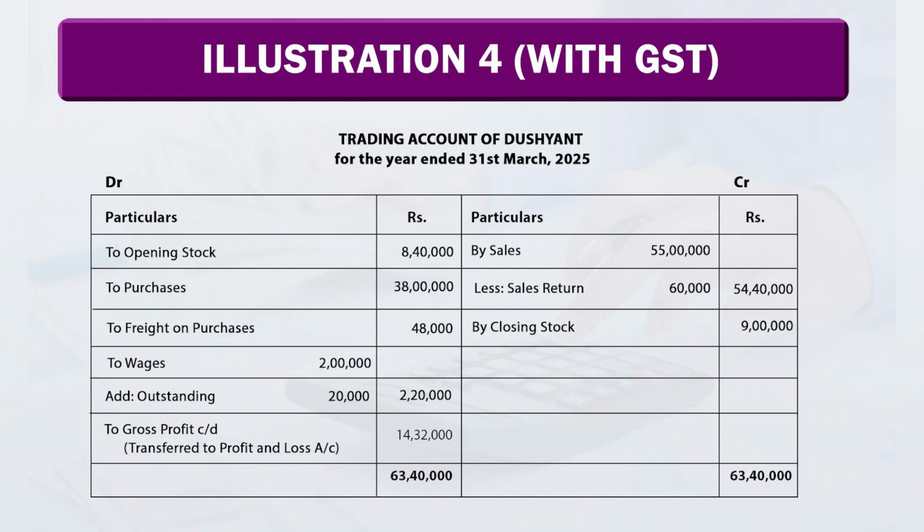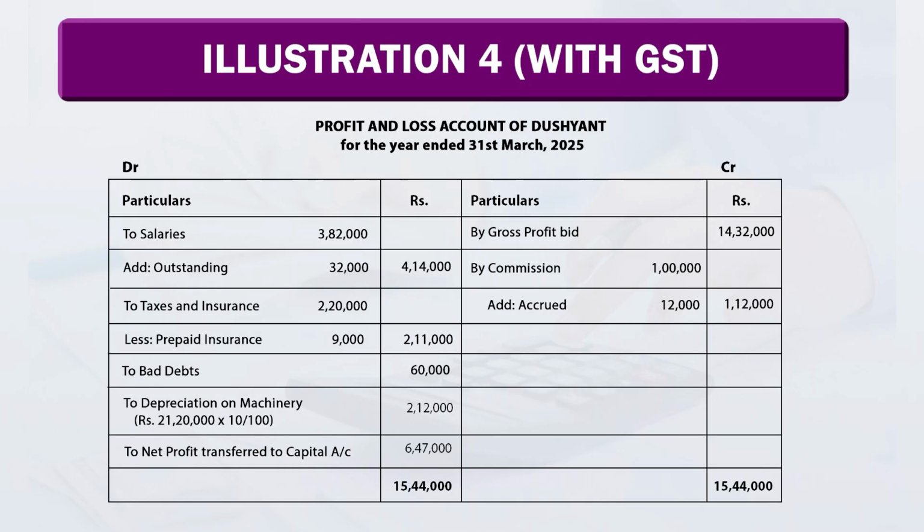We will see now the items of credit side. The first item is our sales rupees 55 lakhs. From that sales return is deducted because we have returned back the 60,000 rupees. So our net sale is of rupees 54,40,000. And at the same time we are having closing stock of 9 lakh rupees. So total of both the side, that is 63,40,000, and difference is appeared at the credit side of rupees 14,32,000. I mean that is in our trading account. This gross profit now we will transfer to our profit and loss account.